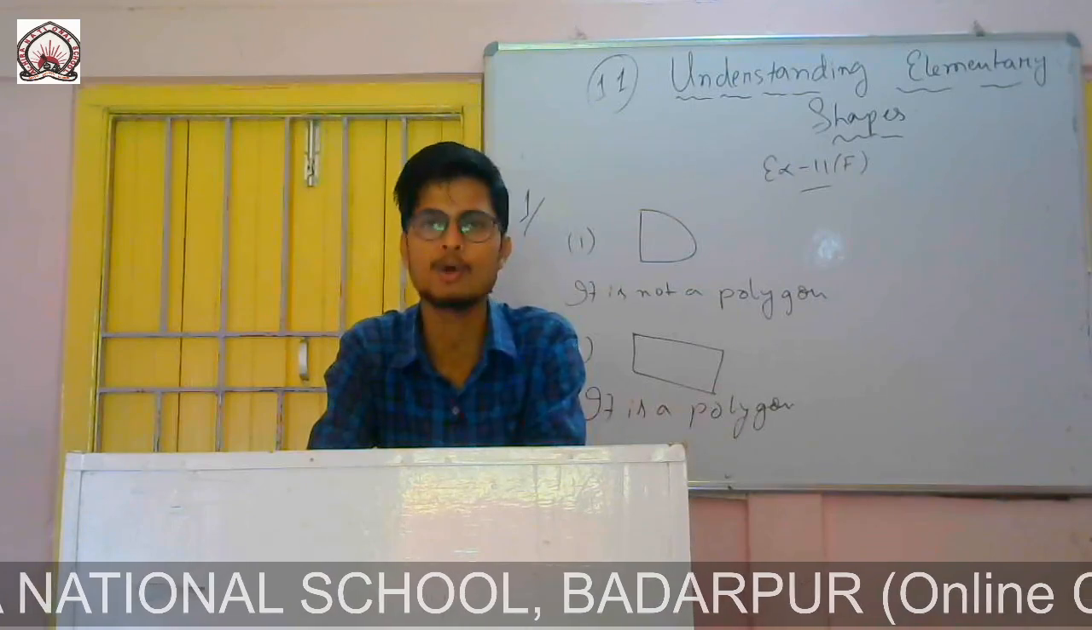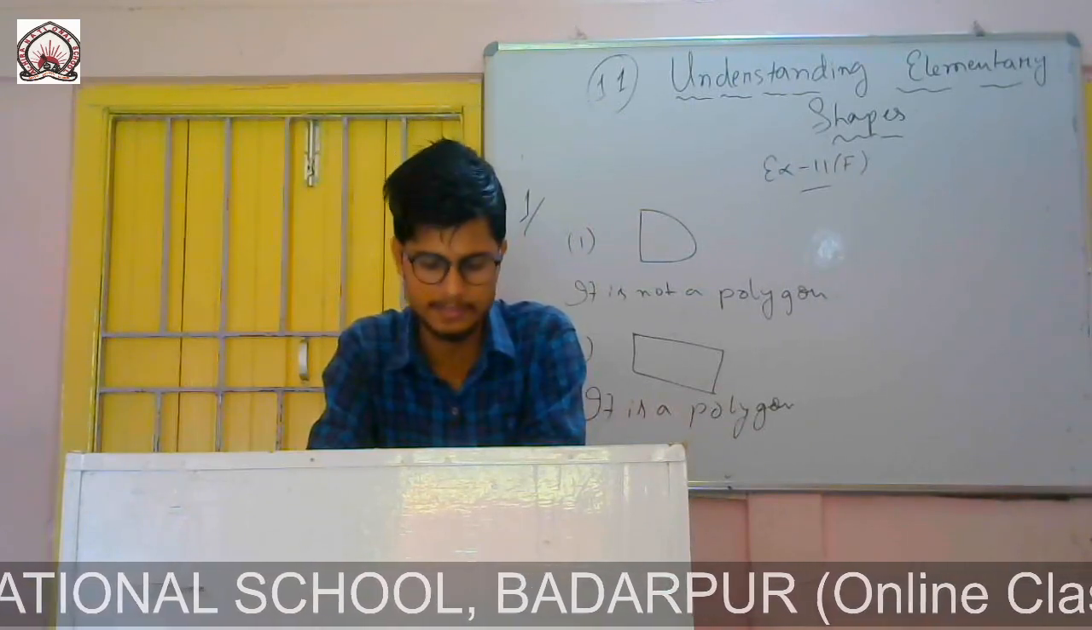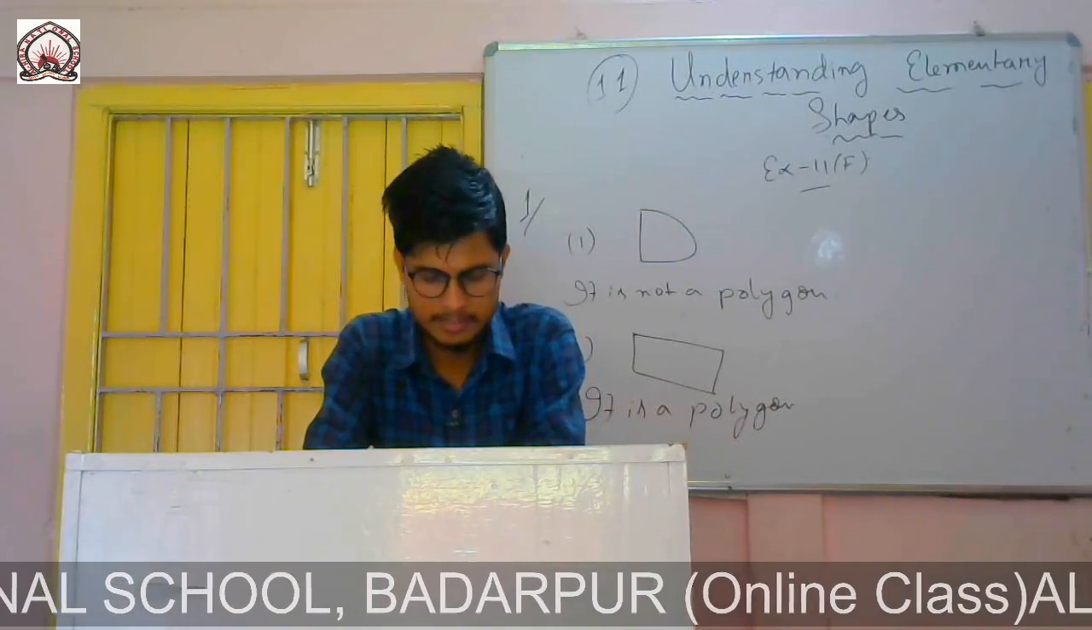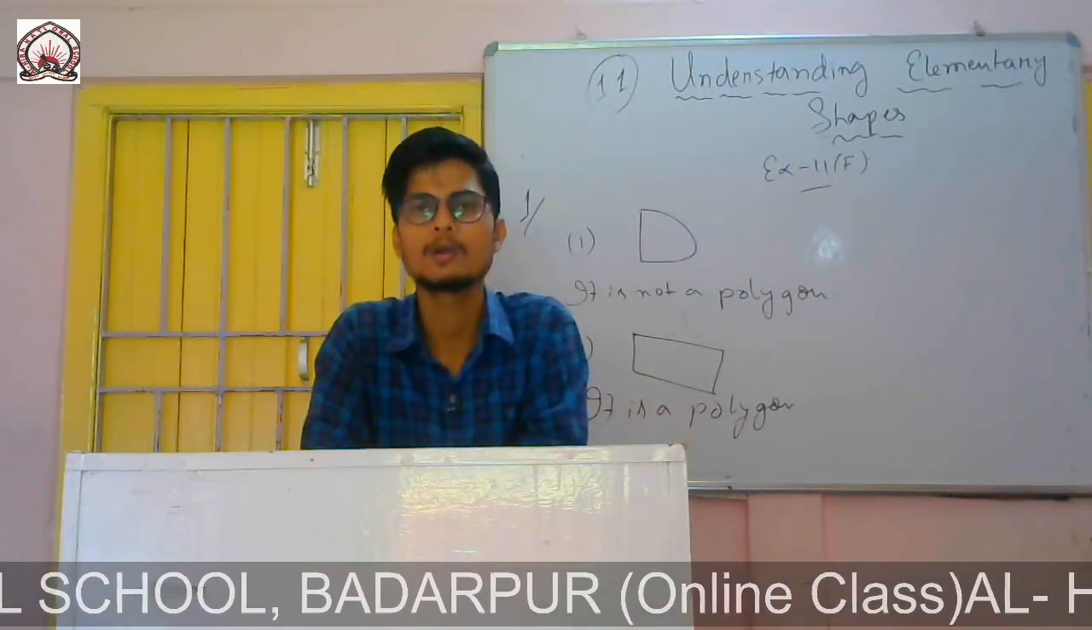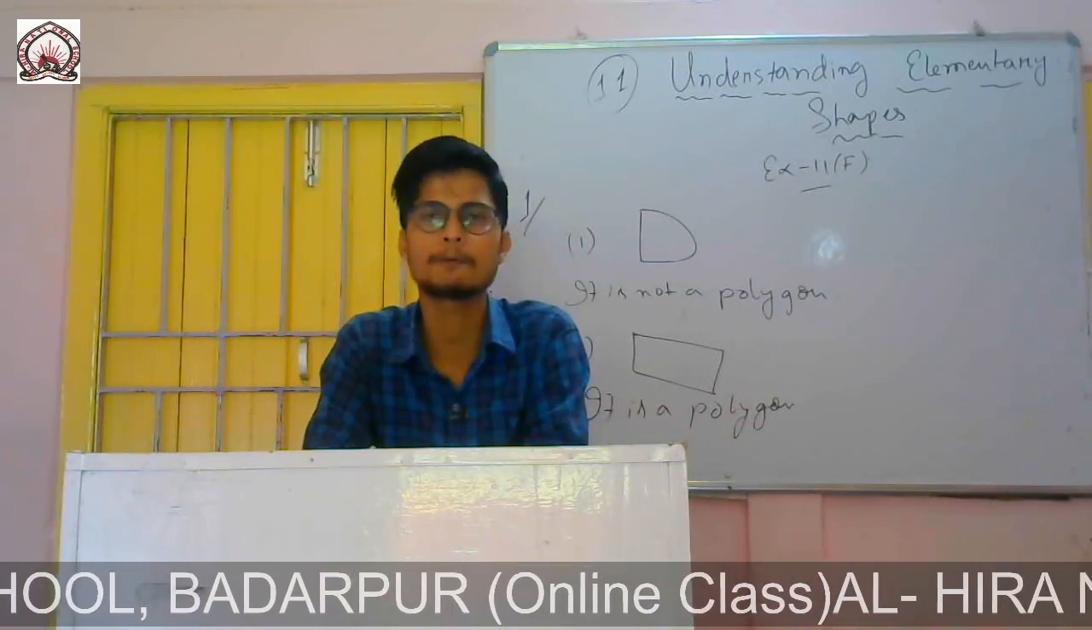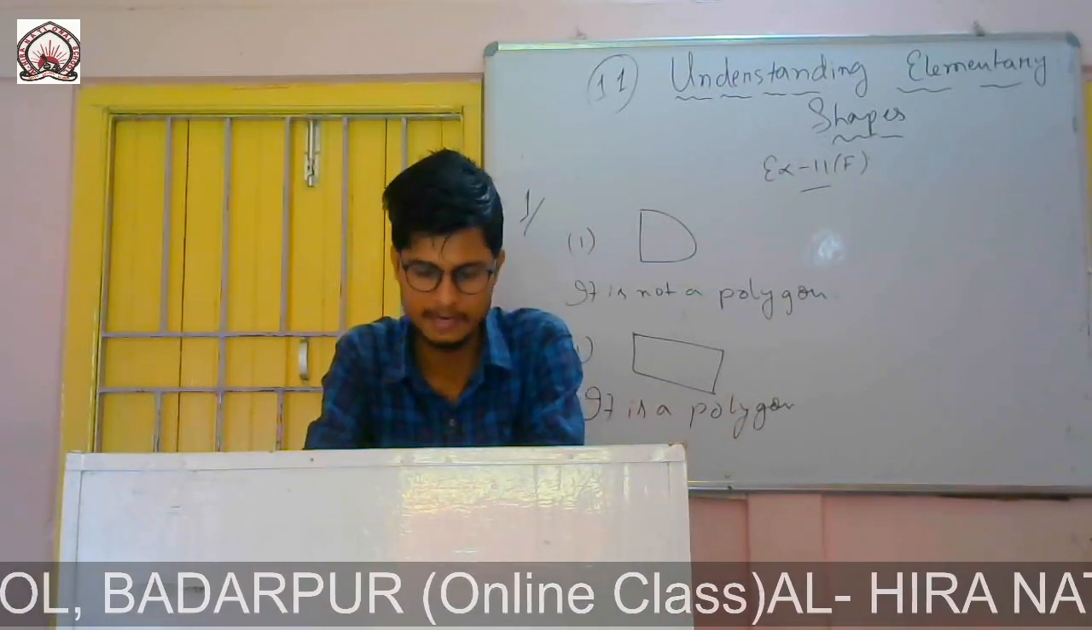Roman number 7, all the sides are made of line segments and they are joined at their end points. So Roman number 7 is a polygon. Roman number 8, same, it is a polygon. All the sides are made of line segments.